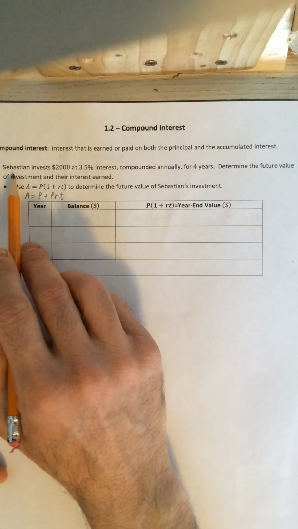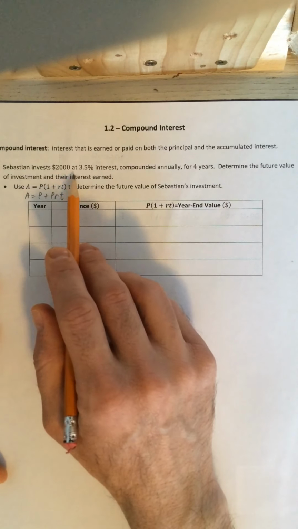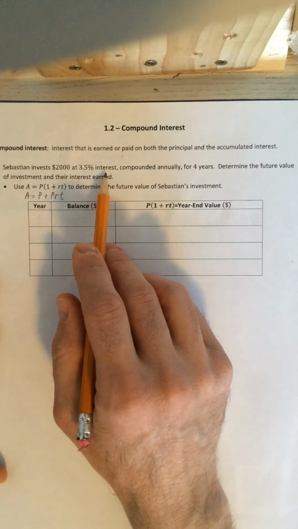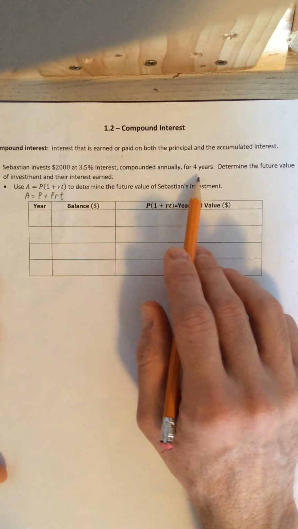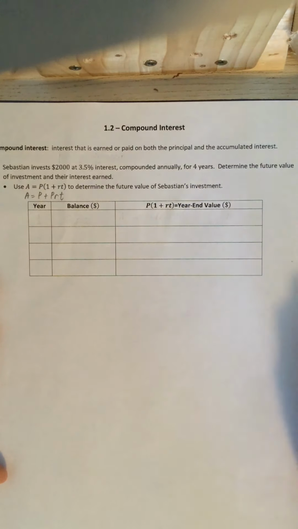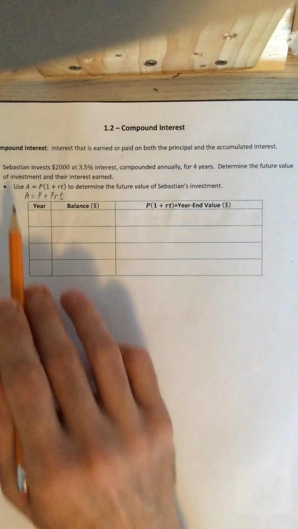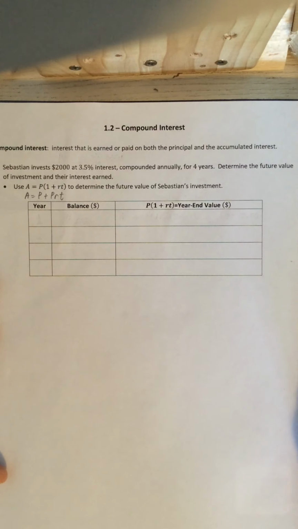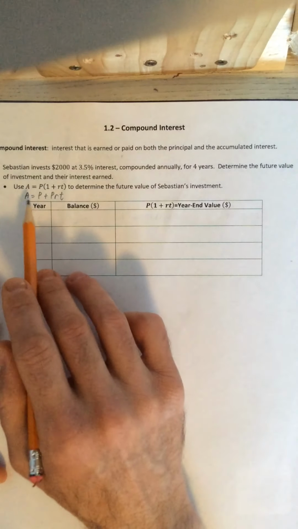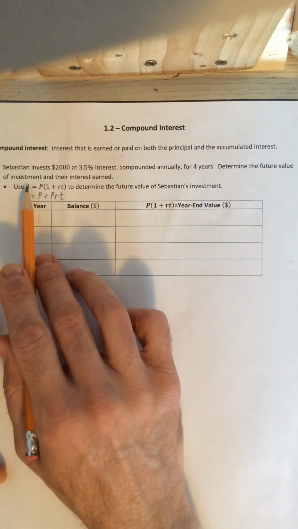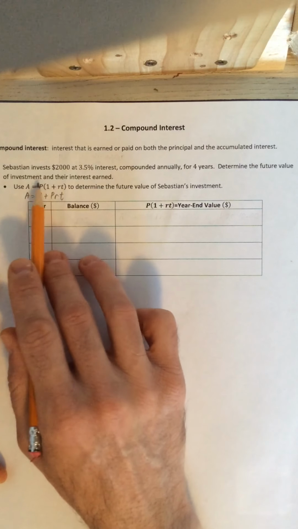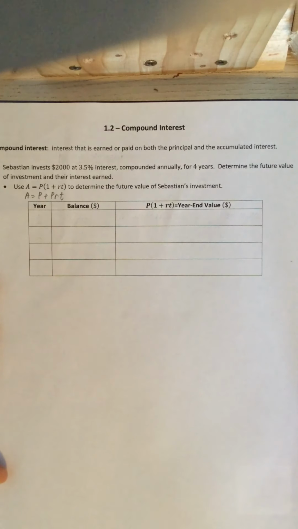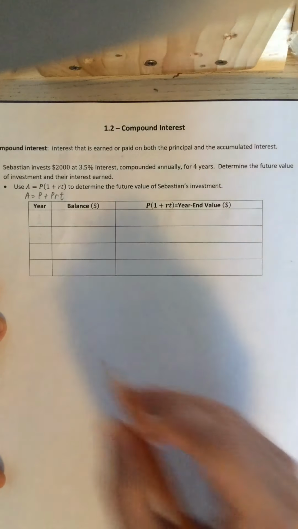So looking at this problem, Sebastian invests $2,000 at 3.5% interest compounded annually for 4 years. And we're asked to determine the future value of the investment and the interest earned. So what we're going to do is use the future value formula that we were using for simple interest to calculate the value of Sebastian's investment at the end of every year for these 4 years.